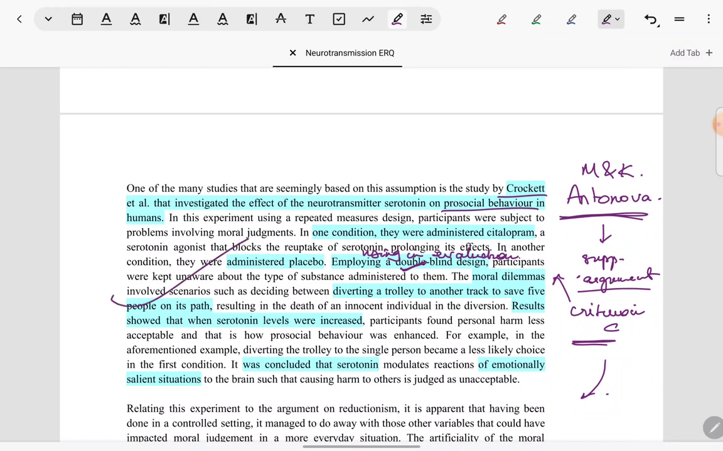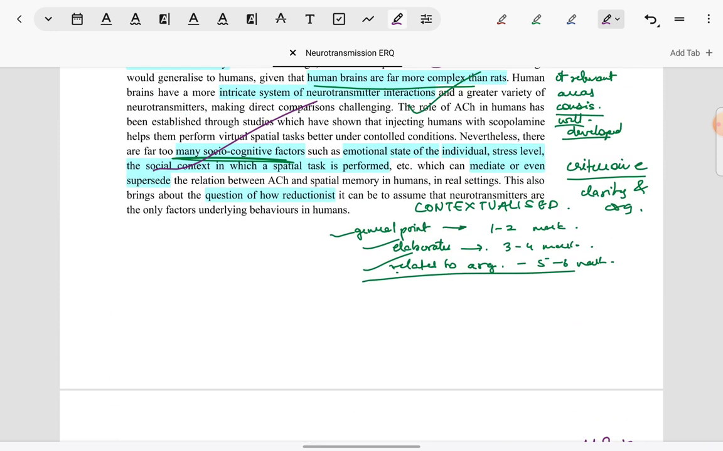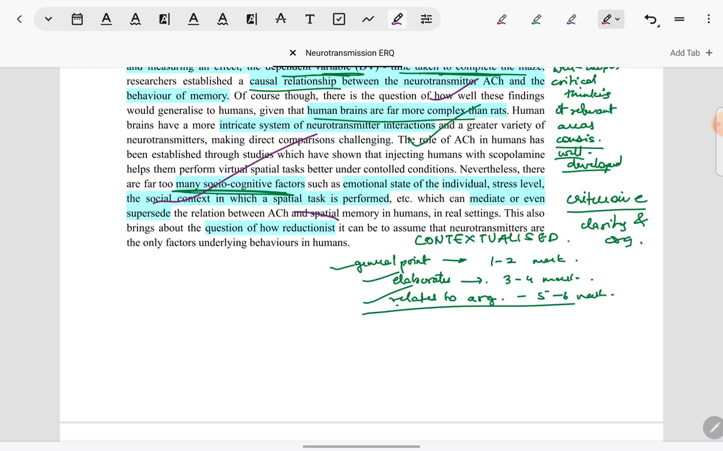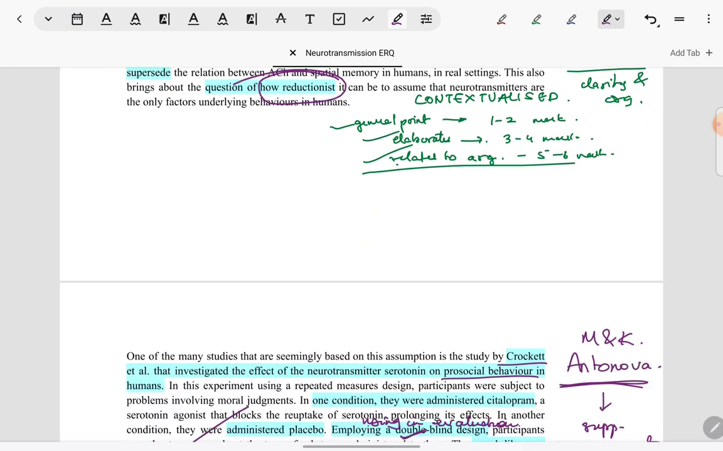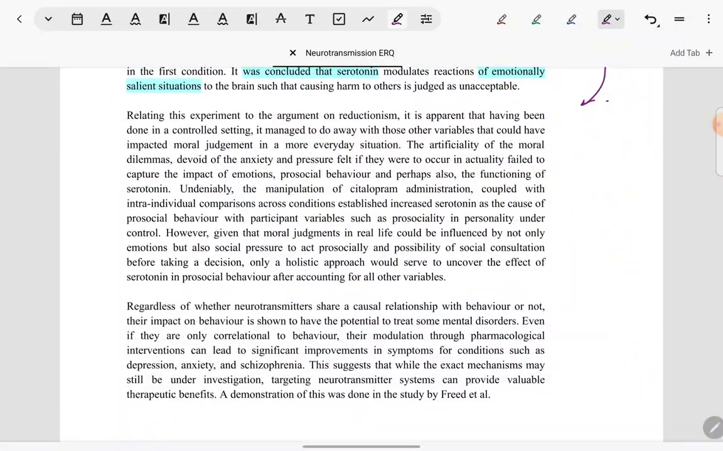In criterion C, again it will fall in the 5 to 6 mark band easily because a lot of relevant details are given and it is relevant to the overall argument being made, which is about how studies can be reductionist. To explain my point further about reductionism and to evaluate the study, I have explained how it has been done in a controlled setting which is devoid of any type of real elements which are found to be present when people are making moral judgments.